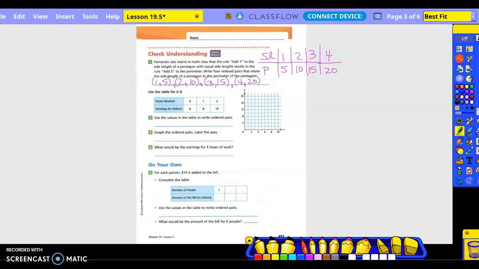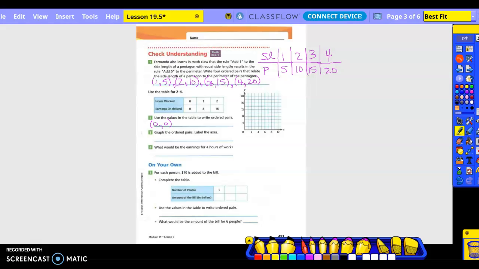Okay. So number one was kind of what we did yesterday, and I didn't make you guys show the table. That kind of makes it easier to do a table, right? So then you can see what goes with what. So I would like you to do the table today, all right? Okay, use the values on the tables to write the ordered pairs. So we have what?